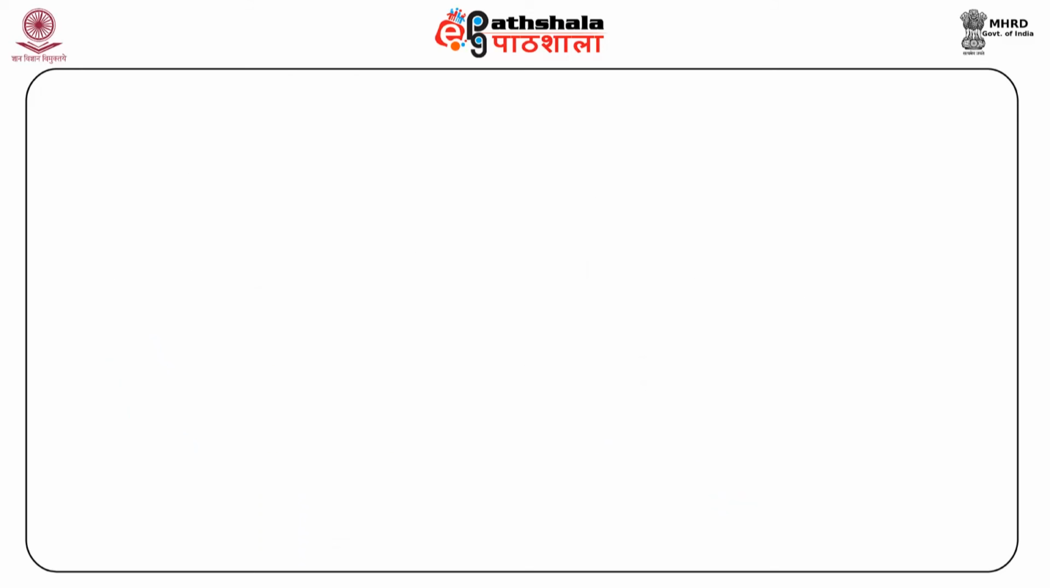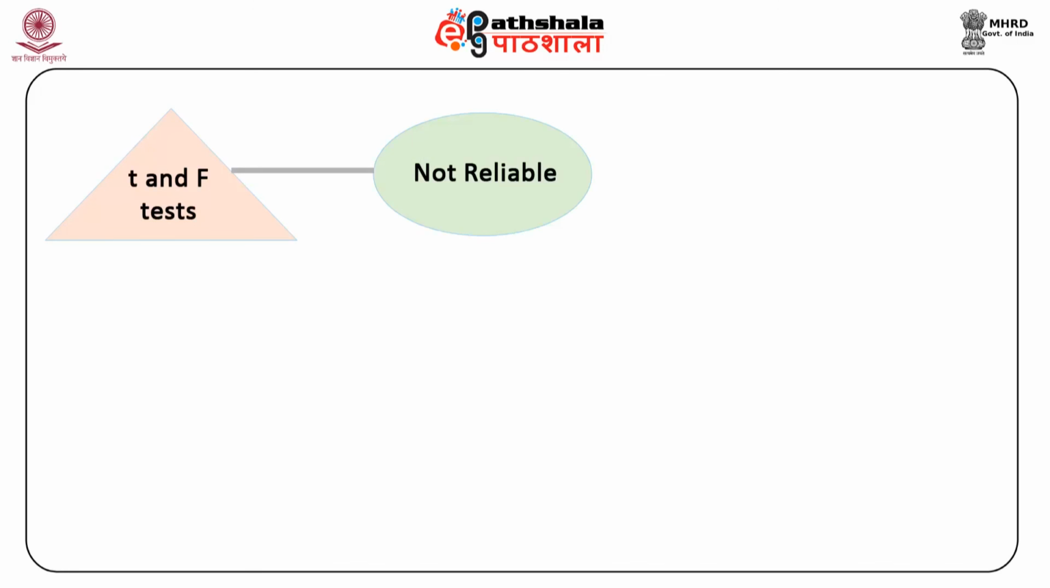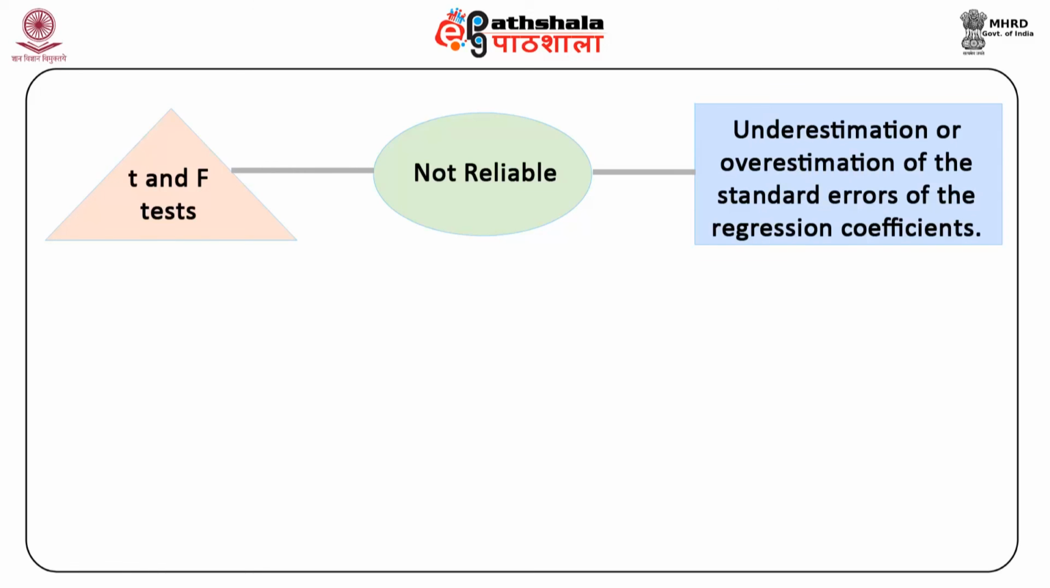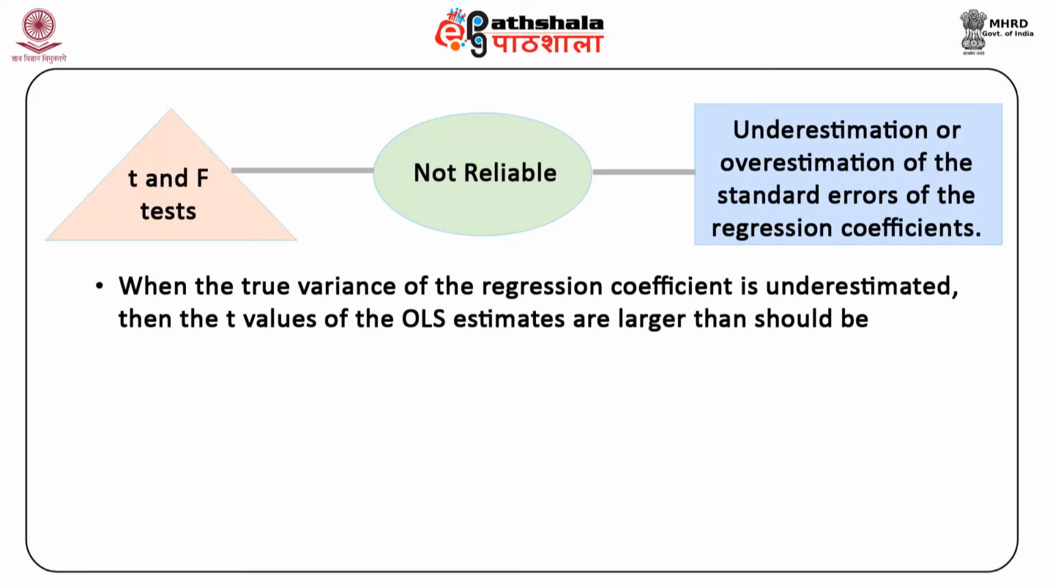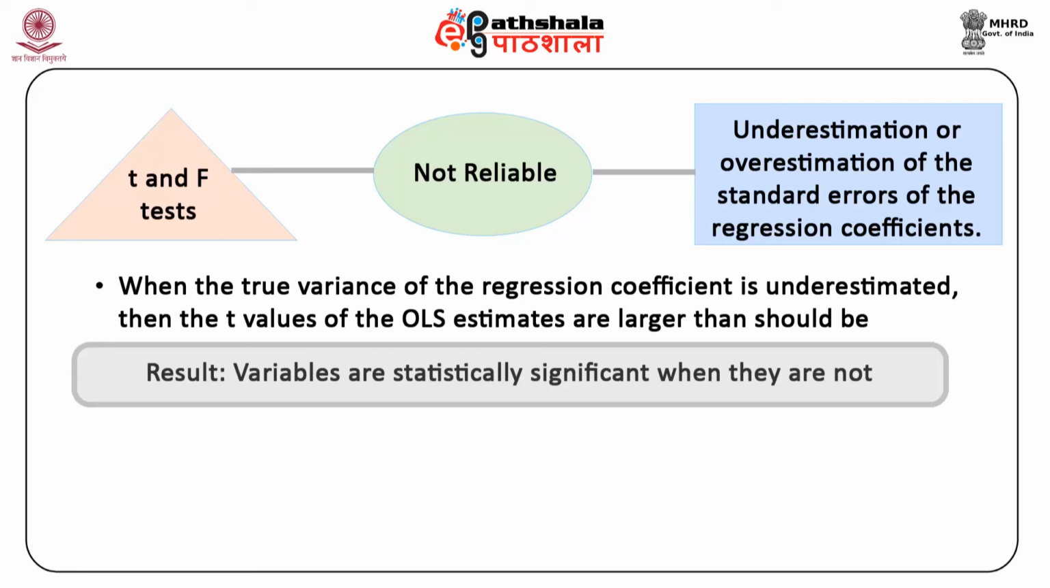The third consequence of autocorrelation is that the t and F tests are not reliable because of underestimation or overestimation of the standard errors of the regression coefficients. So when the true variance of the regression coefficient is underestimated, then the t values of the OLS estimates are larger than they should be. As a result, one might conclude that the variables are statistically significant when they are not, and this is our type 1 error.